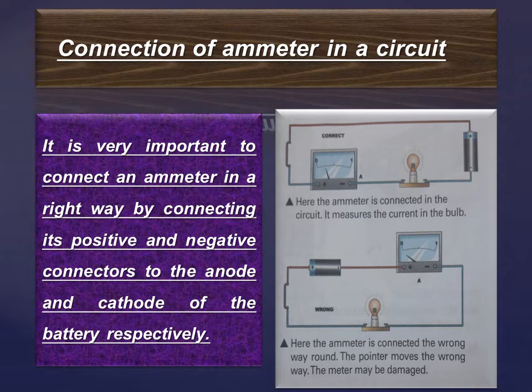You have to connect the positive connector of the ammeter with the positive terminal or anode of the battery and the negative connector to the negative terminal of the battery. That is the only right way to connect an ammeter in a circuit. It will measure the current in the circuit, but there is a wrong connection as well. When you connect the positive connector with the negative terminal of the battery, the pointer will move in the wrong direction and it may damage the meter.